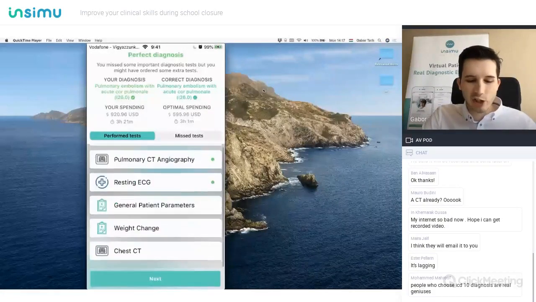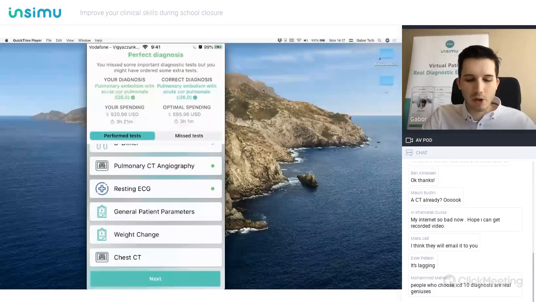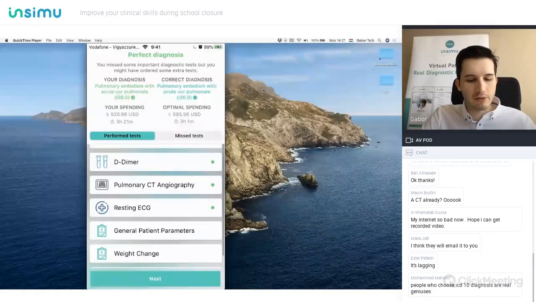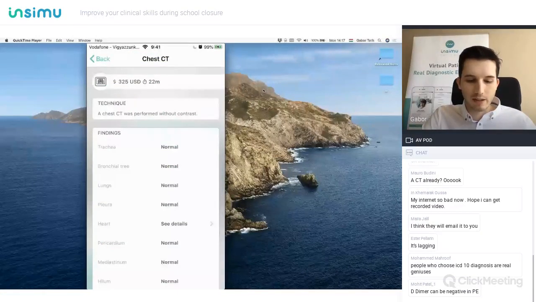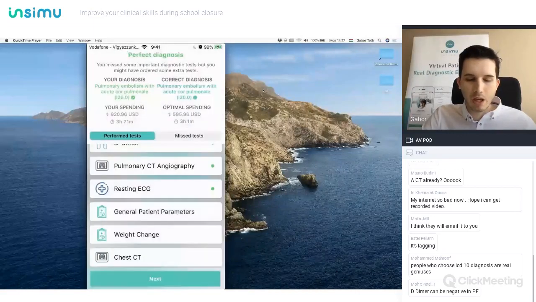And yes, I see that the chest CT was probably unnecessary, because if I had pulmonary embolism in mind and I wanted to rule that out, I should have picked pulmonary CT angio in the first place. And in that case, I would have spared the cost of the chest CT. That was $300 and took me 22 minutes.